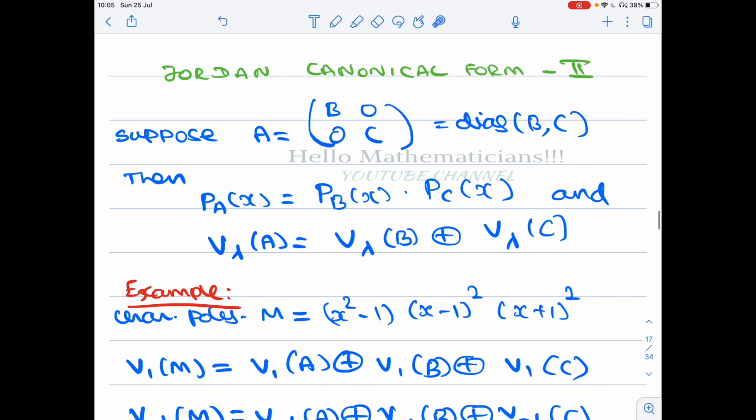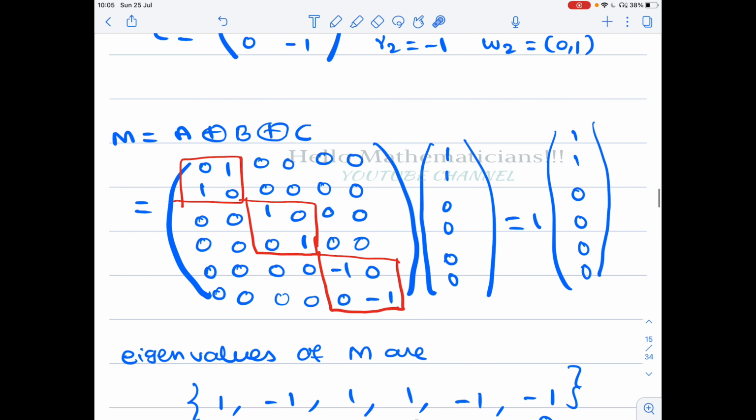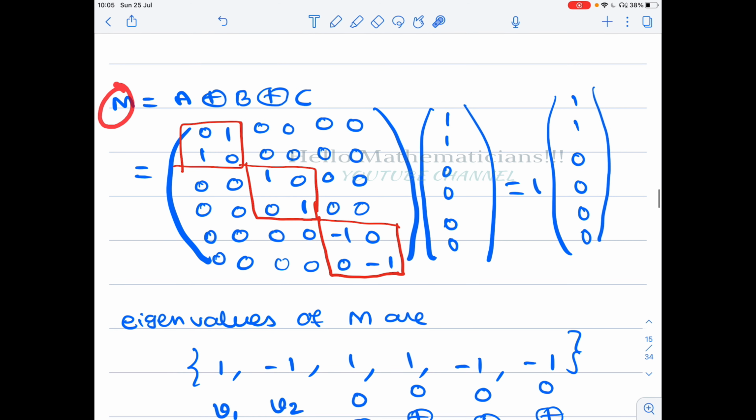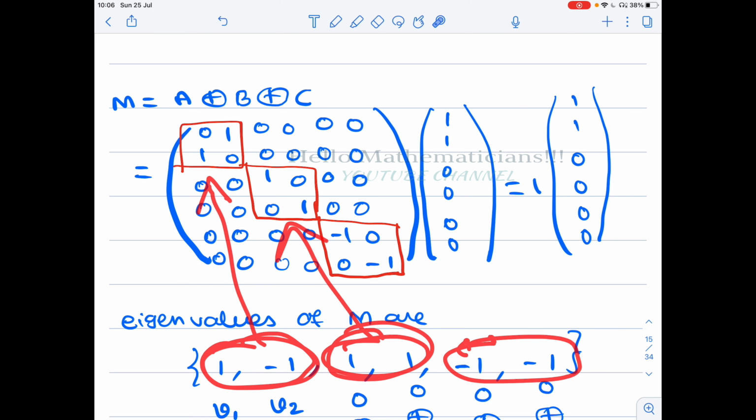For example, yesterday we saw this very nice example. Look at this matrix. This is our matrix M, this is my matrix A, this is my matrix B, this is my matrix C. The eigenvalues of these matrices are these. These six numbers are the eigenvalues of matrix M. The first two are eigenvalues of the first block, the second two are eigenvalues of the second block, and the last two are eigenvalues of the last block.